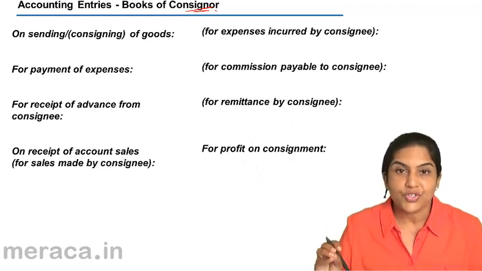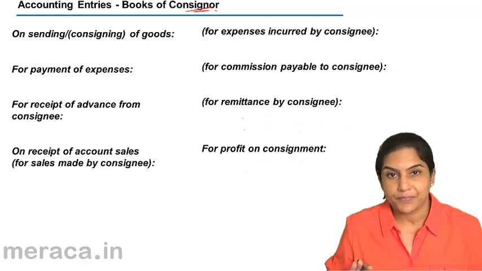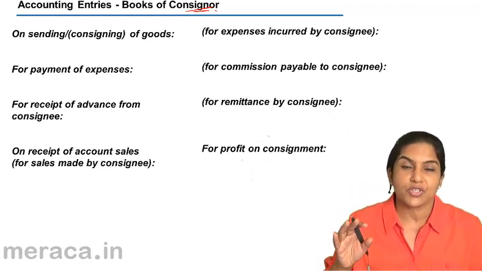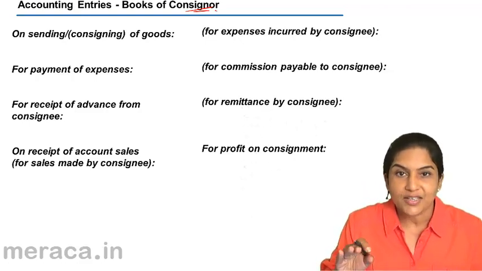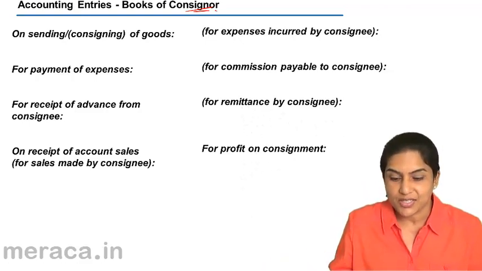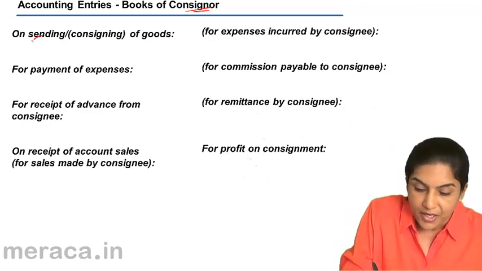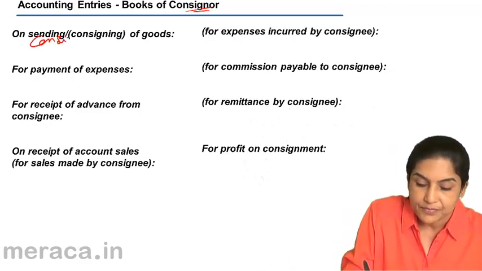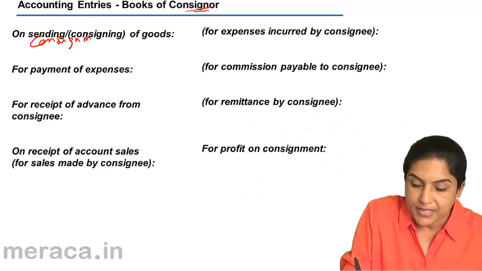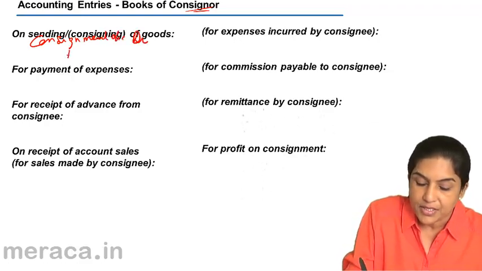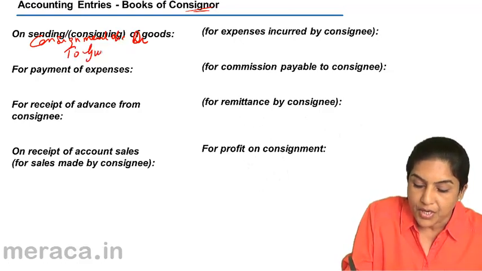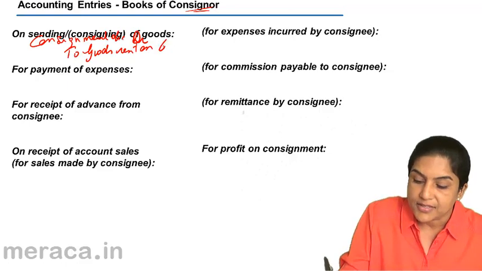We said when goods are sent, consignment account is debited with the cost of the goods sent on consignment and all expenses. So when goods are sent on consignment to the consignee, the entry would be to debit consignment account. Consignment account debit. 2. We open a new account called goods sent on consignment.